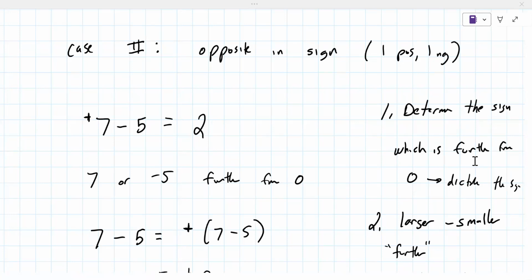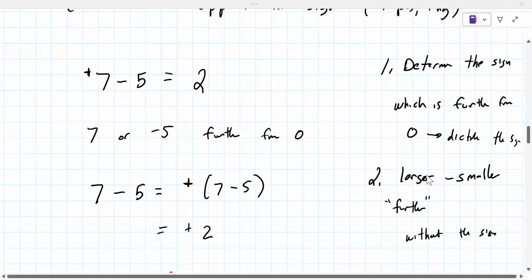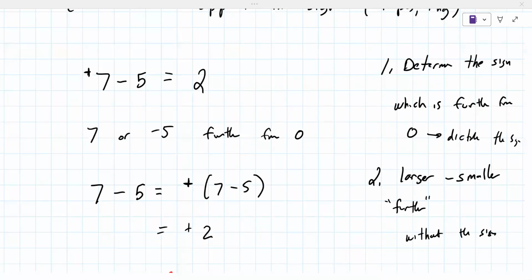Okay. And then what's the second step here? Second step, lesser, smaller. You take the larger and subtract the smaller, but without the sign. It's whatever the number is minus the other number. You don't worry about signs because you've already determined it.